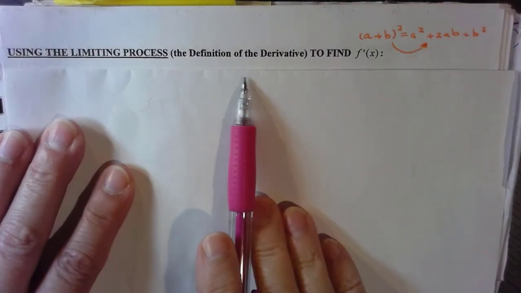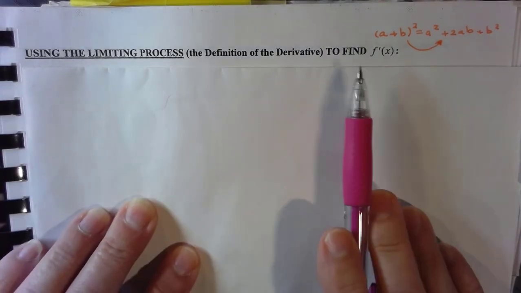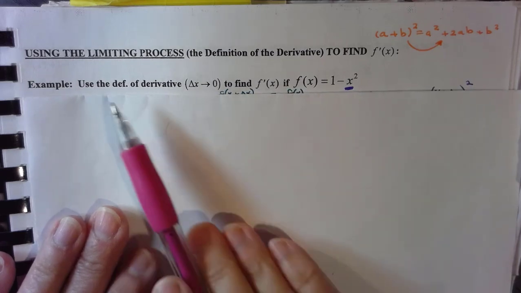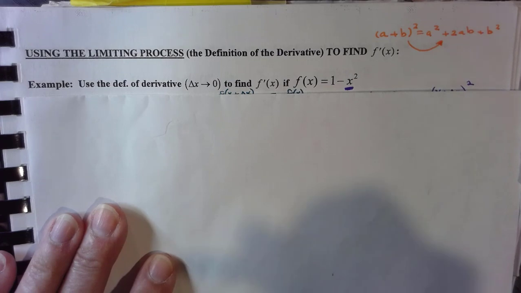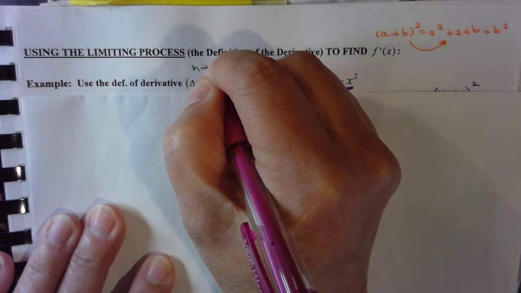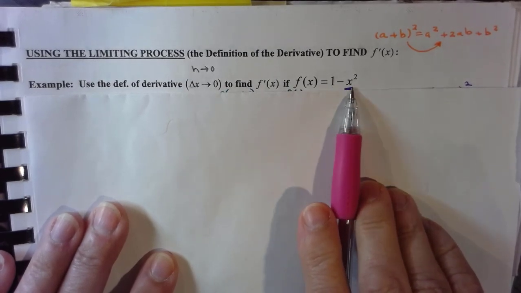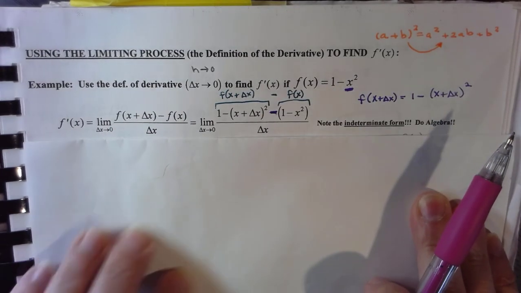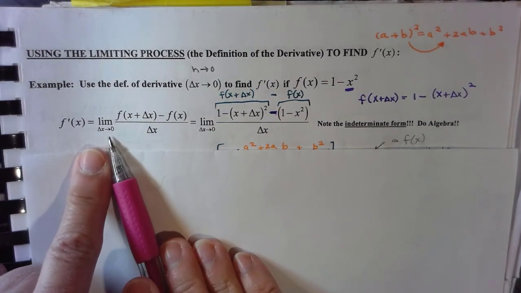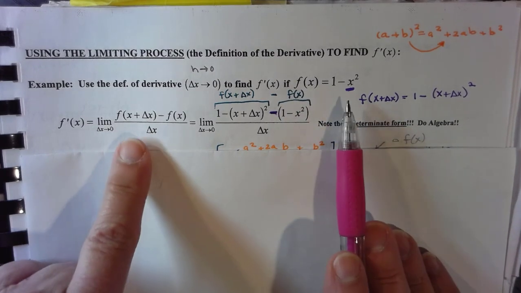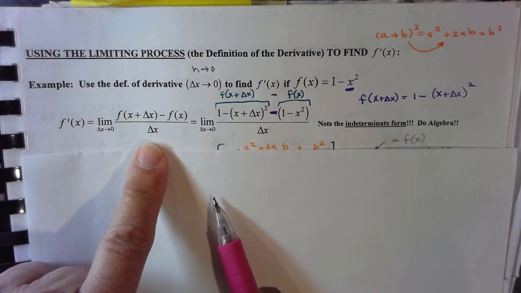Using the limiting process, the definition of the derivative, that's what the limiting process is, to find f prime of x. So if I'm going to use the definition of derivative, that would be like delta x goes to 0, or I could also use h goes to 0, either one, to find f prime of x if f of x is 1 minus x squared. So there's our function. So to find our derivative, it is a limit as delta x goes to 0 of f of x plus delta x minus f of x over delta x.